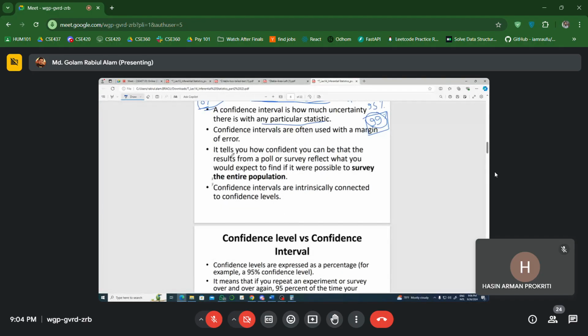In another way we can also say that it tells you how confident you can be that the result from the poll or survey or maybe machine learning model reflects what you would expect to find if it were possible to survey the entire population. Okay.